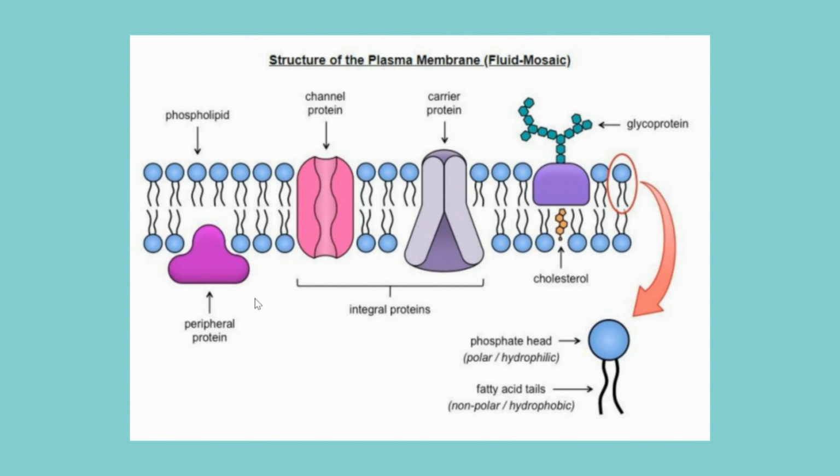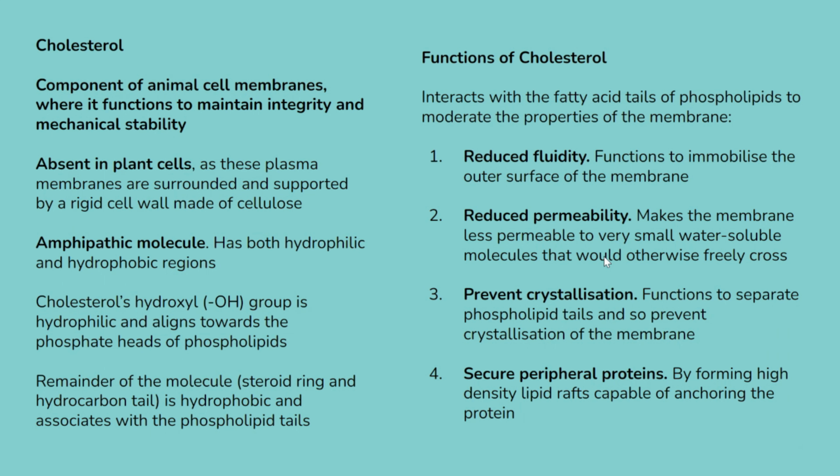So cholesterol is also a very important part. As you can see with my cursor over here, cholesterol is here. Cholesterol itself is a component of animal cell membranes, where it functions to maintain the integrity and mechanical stability of the membrane. It is absent in plant cells because, as you know, plant cells have a cell wall made of cellulose, so they do not need this extra cholesterol in their cell membranes to make the cell even more rigid. Cholesterol, once again, is an amphipathic molecule, which means it has both hydrophilic and hydrophobic regions.